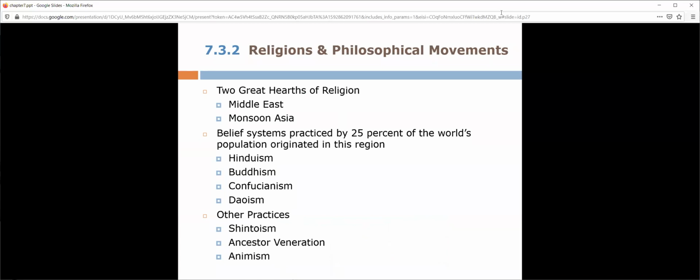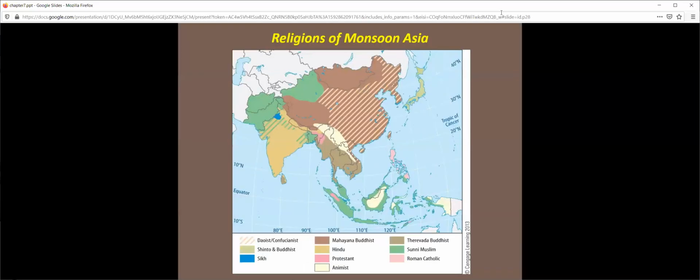Talked about the languages. We talk about the religions now. Hinduism and Buddhism, as I said before, are very pronounced, very well-known, very popular religions throughout the world. Of course, you got Confucianism, Taoism, Shintoism, some animisms, some ancestor veneration showing up in this part of the world. The religion map is a bit more complicated than previous ones.